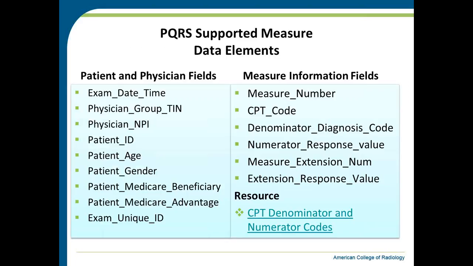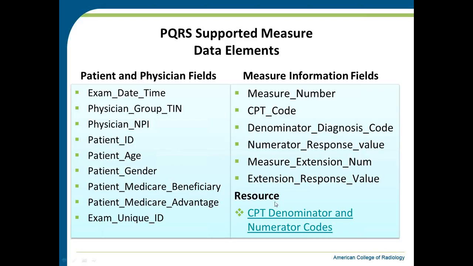A little bit more about the PQRS measures. These are some of the data elements that are required. We do need information on the patient, information on your physician. We need to know which physician has measures pertaining to that patient. And then we need information on the actual measure. What measure number is it? What CPT code, denominator codes, or numerator codes you actually want to bill Medicare for.